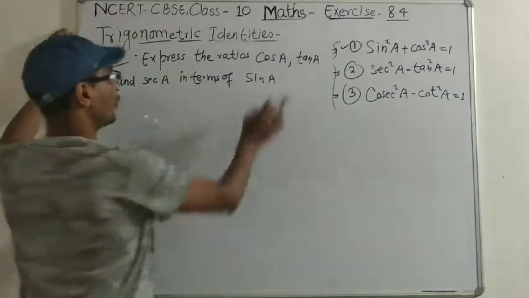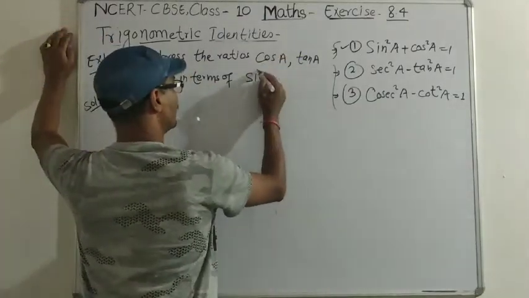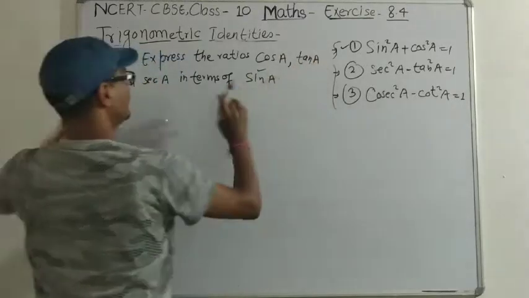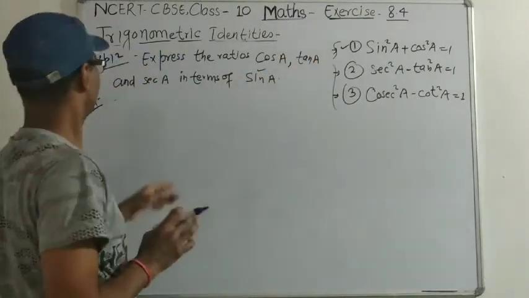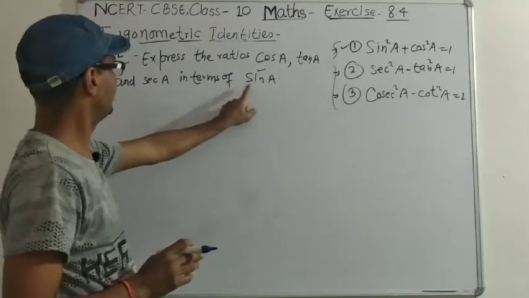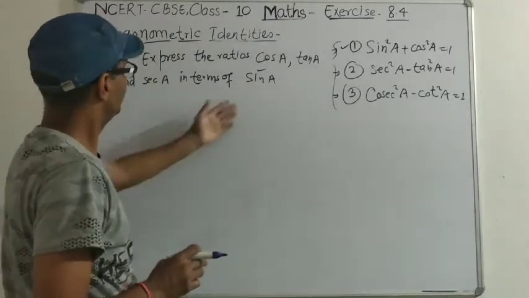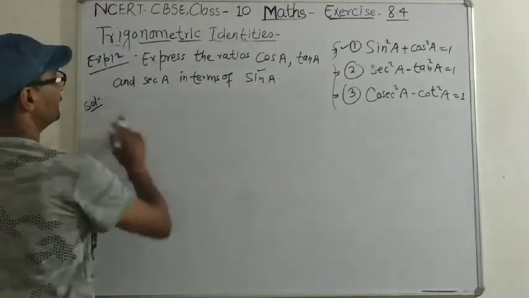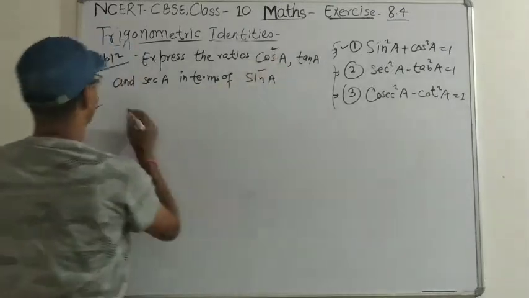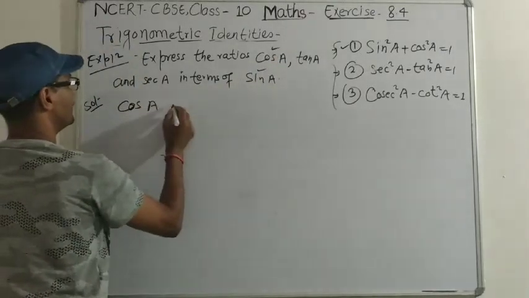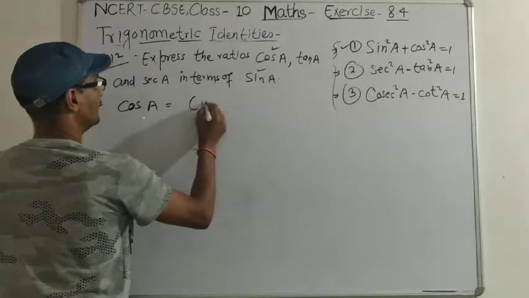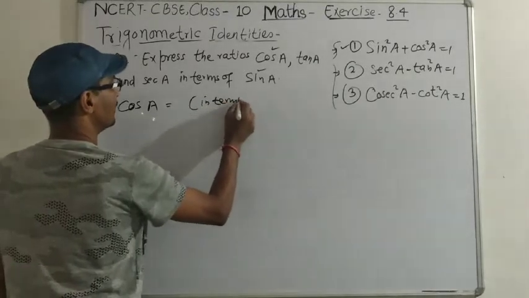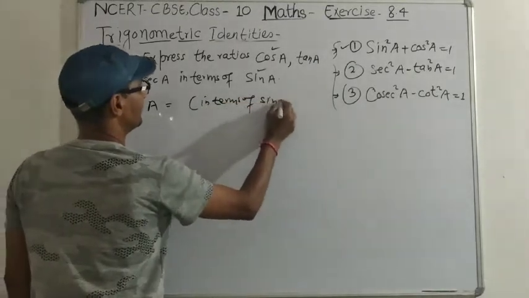Meaning of this is: find the value of cos a, and sin must come. Solve tan a, and in that also sin a must come. Solving sec a also, we can get sin a in terms of sin a. Suppose first is cos a to solve, and the answer must be in terms of sin a.